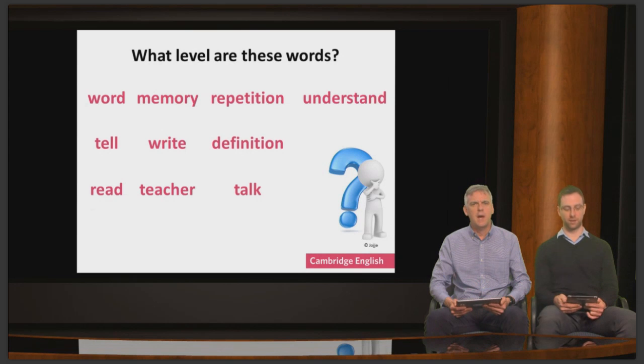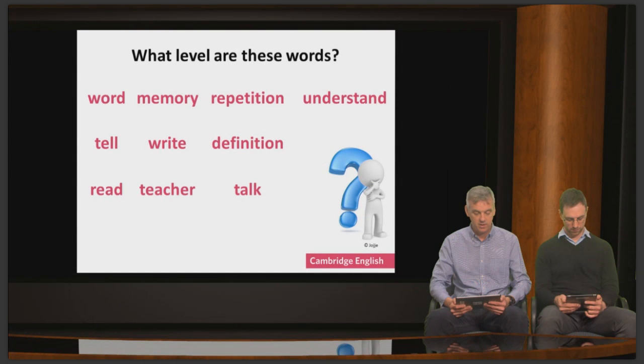Have a look and pick out the 3 words that aren't at Cambridge English Starters level and type those 3 words into the chat box. Here's that question again. Which 3 words would not be found on the Cambridge English Starters word list? Word, memory, repetition, understand, tell, write, definition, read, teacher, talk.